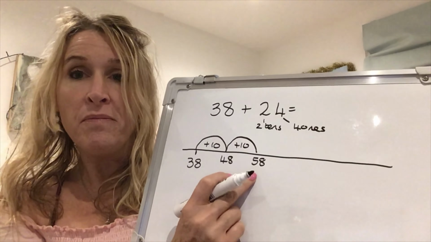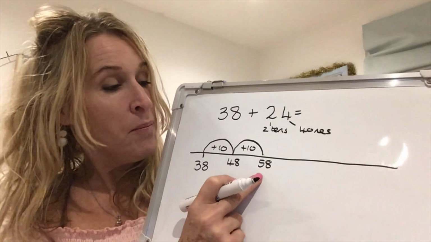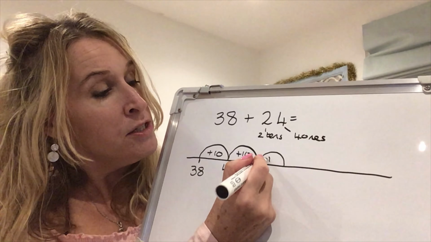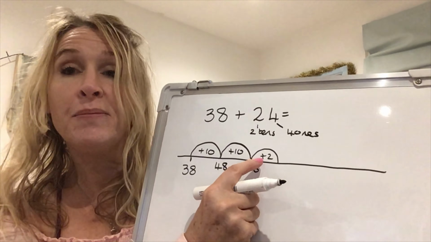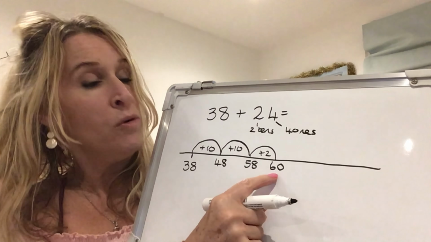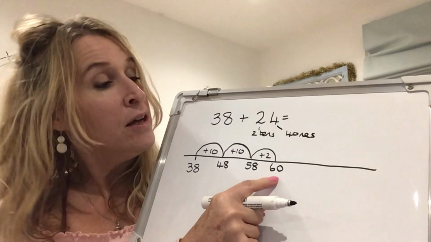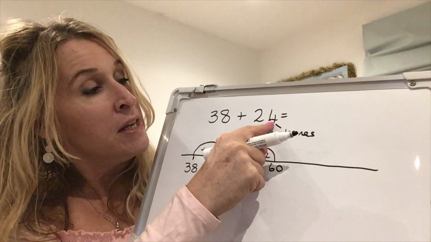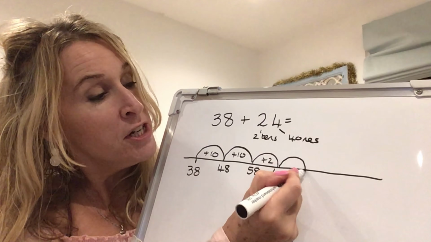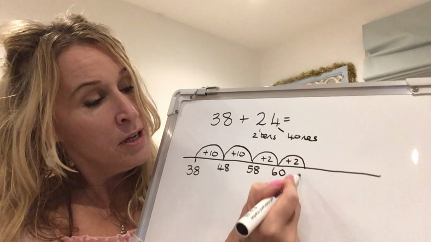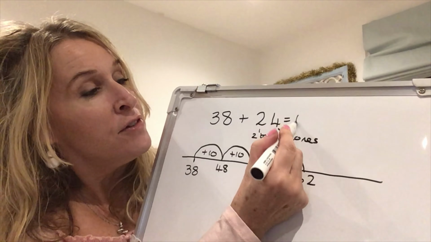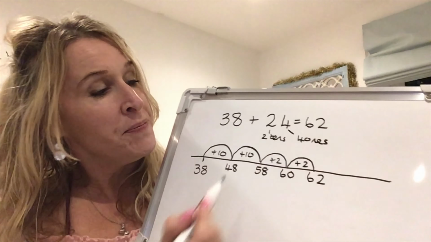Now, the children might be able to now use those number bonds to work out 58 plus 2, this is why it's important to write in those jumps, would be 60. Now, once we've got a multiple of 10 here, we can then add on the rest of the number. Well, we had to add on 4, we've added on 2, so we've actually got 2 more to add on, which would make 62. So our answer for this one would be 62.